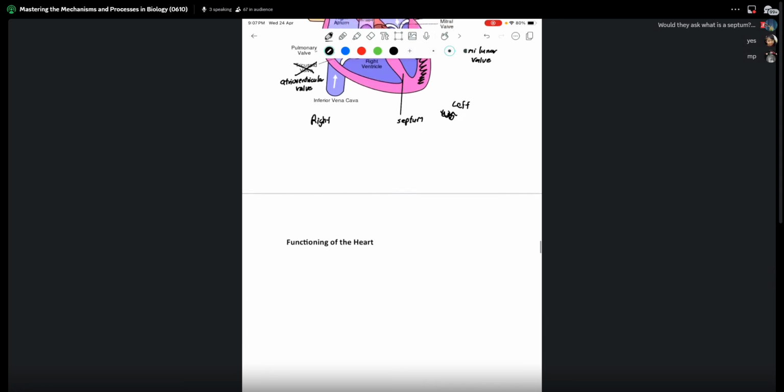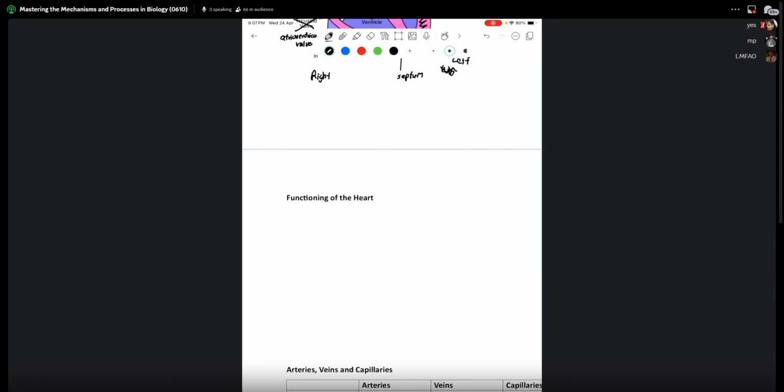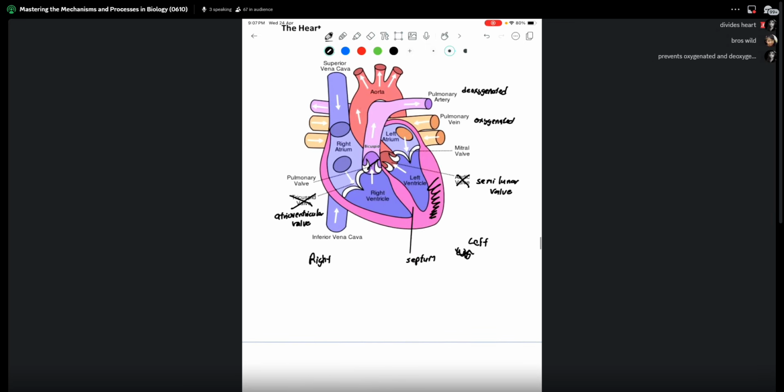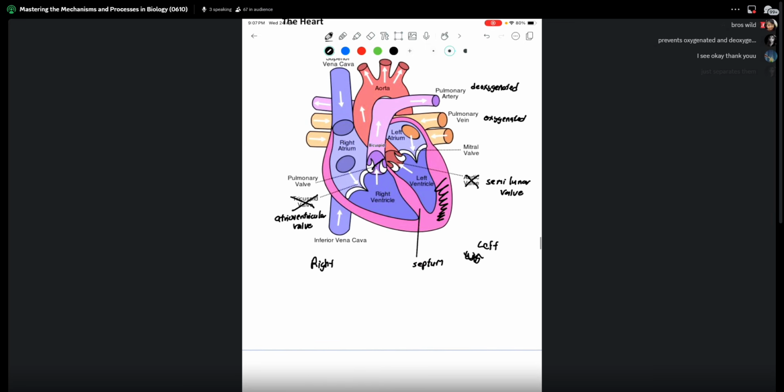Okay, let's move on. Would they ask what's a septum? No. They will either ask you to label or ask you the function of the septum. So this one doesn't have much, but just remember that they can ask you what's the function of the valves in the heart, what's the function of the septum. Yes, that's pretty much it.